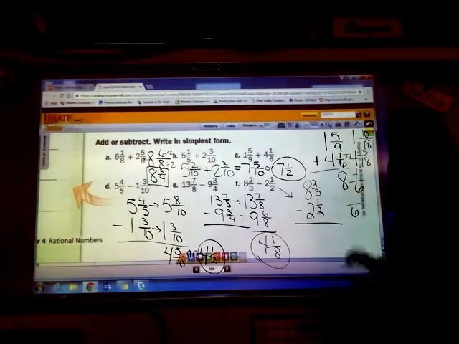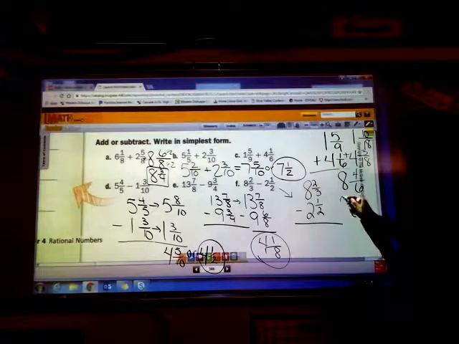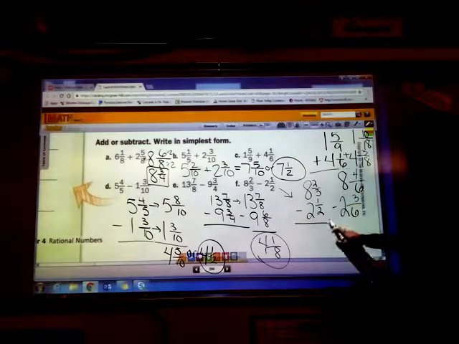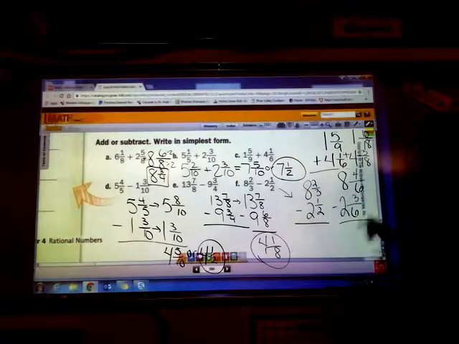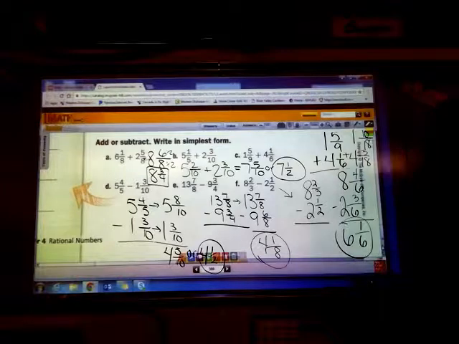Bring my 8 over. 2 times 3 is 6. So 1 times 3 is 3. Bring my 2 over. I'm going to go ahead and subtract those. 4 minus 3 is 1. 6. 8 minus 2 would be 6. And that is in lowest terms.